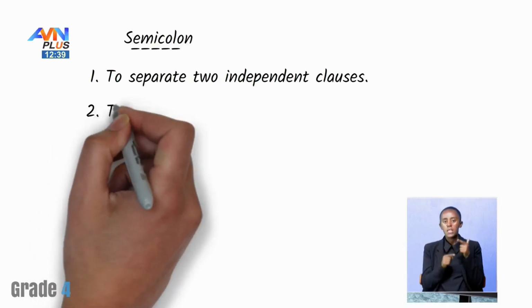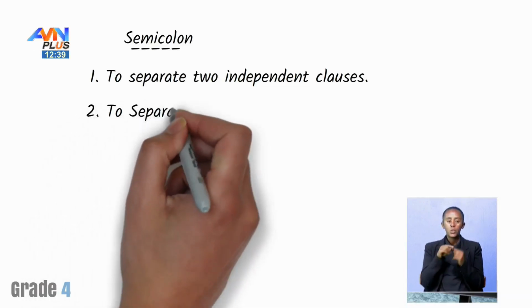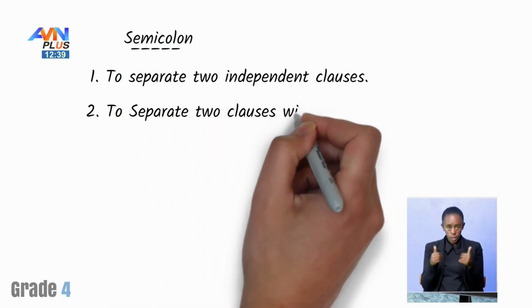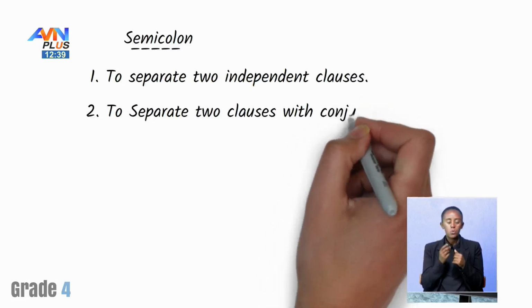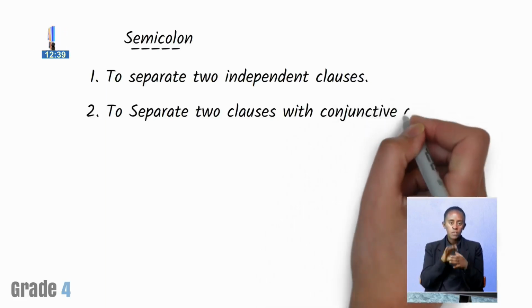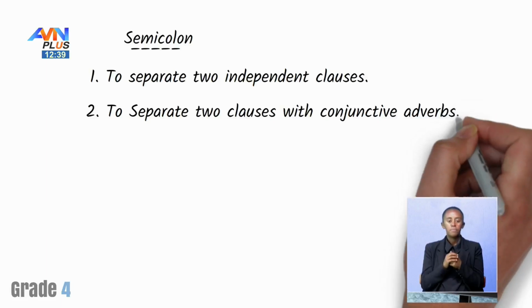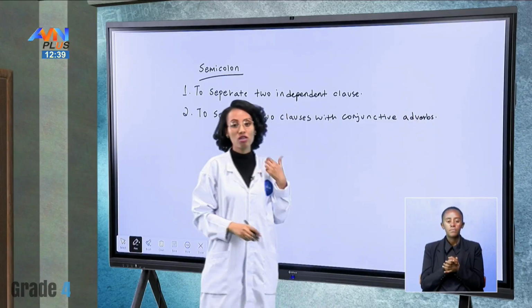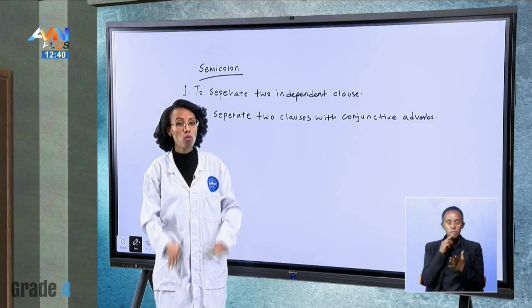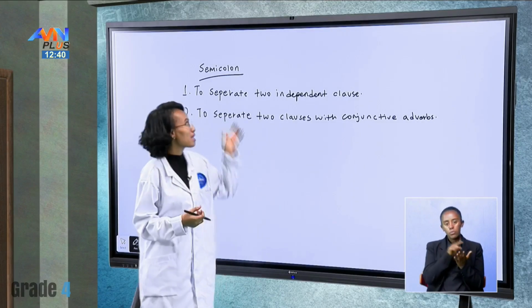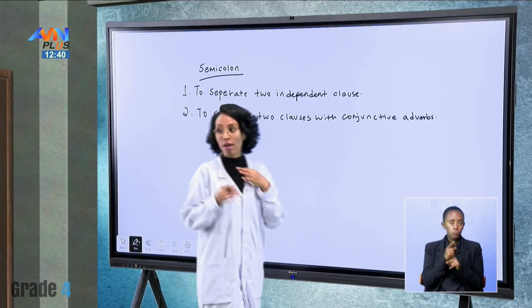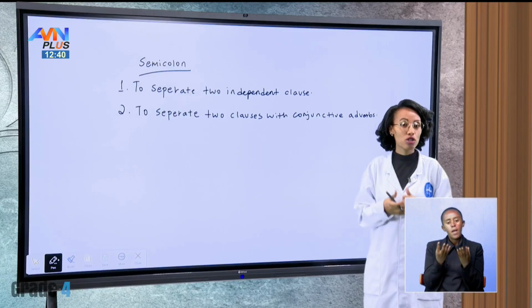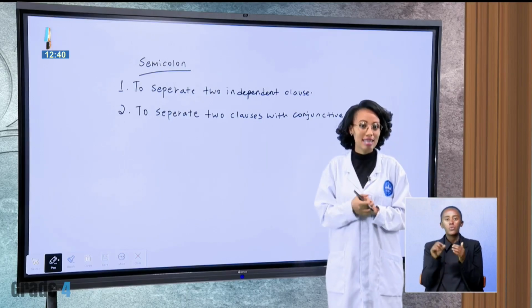The second one is to separate two clauses with conjunctive adverbs. With conjunctive adverbs. This is the second way we talked about of using semicolon. I'm sure you have been practicing in your home and in your schools the many ways you could use colon and semicolon in sentences.